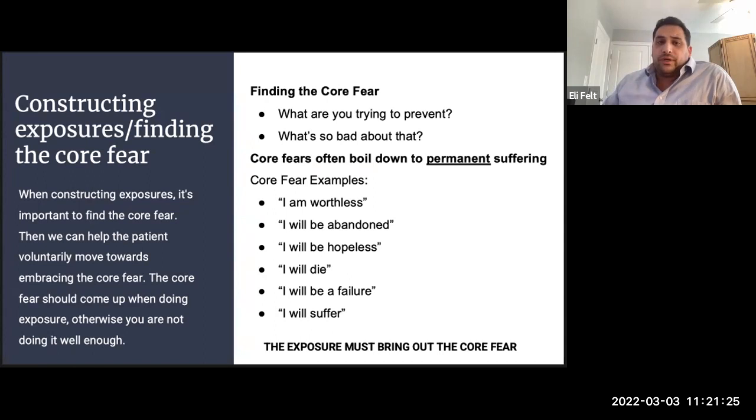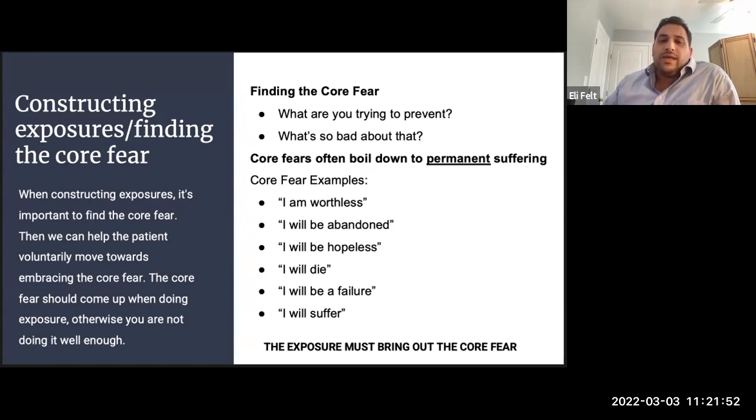An example of a core fear is typically going to be something that boils down to permanent suffering. So for example, I'm worthless, I'll be abandoned, hopeless, I'll suffer and get sick and be in the hospital and die alone. Those are the core fears. When we talk about exposures, we want to bring out that core fear. We want the person to experience that fear until it subsides, as we mentioned before. This way, they recondition that fear and realize it's not as bad as I thought. And that's the treatment.